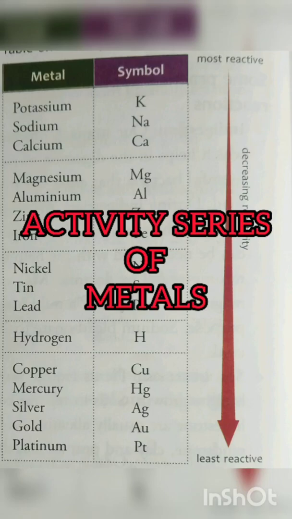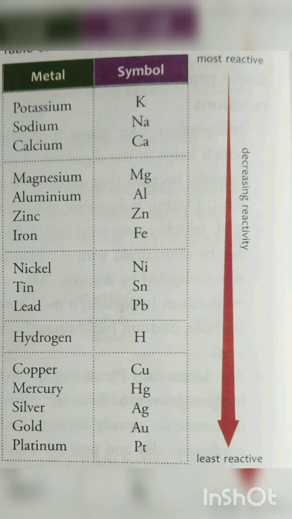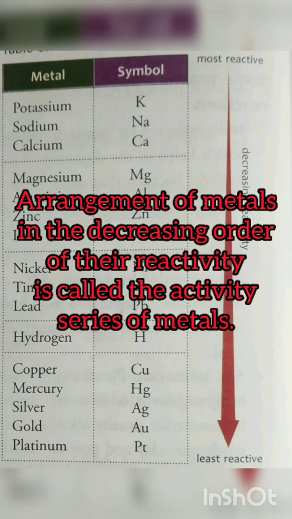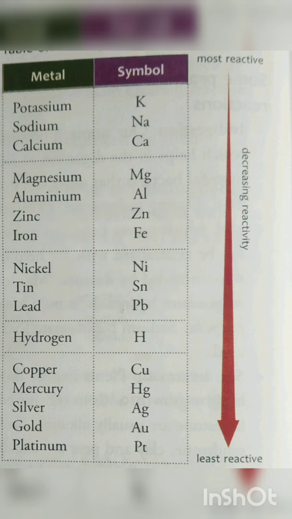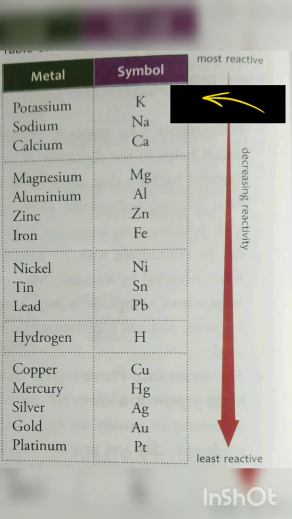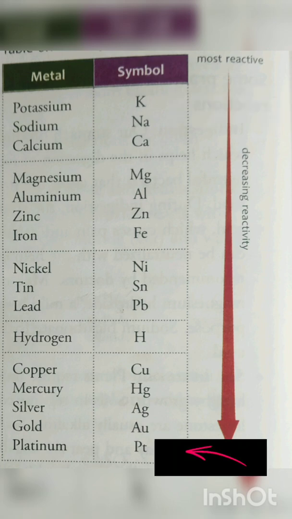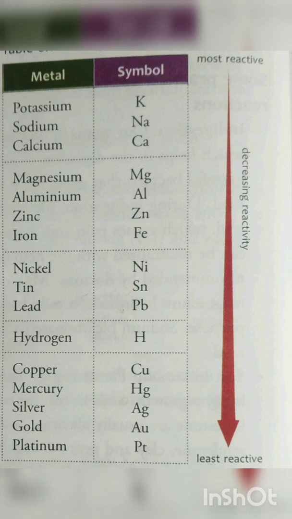Today we will be discussing the activity series of metals. So what is the activity series of metals? Metals are arranged in the decreasing order of their reactivity, and this series is known as the activity series of metals. If you see the table on the screen, you will see that potassium is right on top and platinum is right down. So potassium is the most reactive metal, whereas platinum is the least reactive metal.